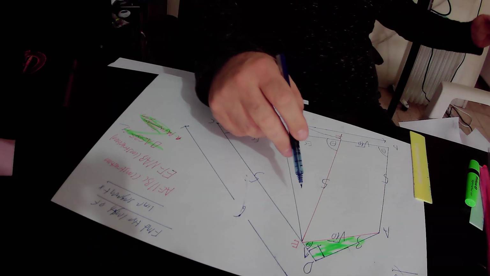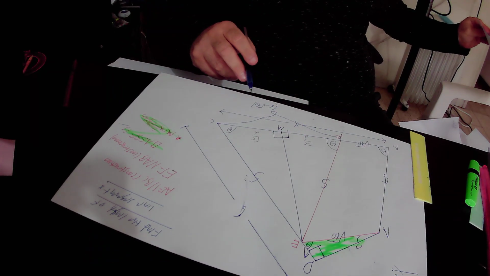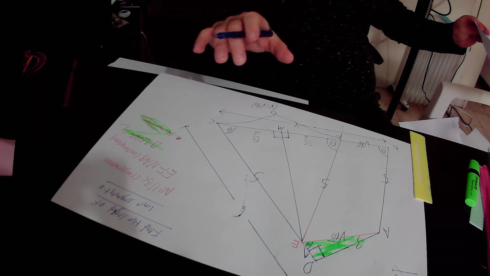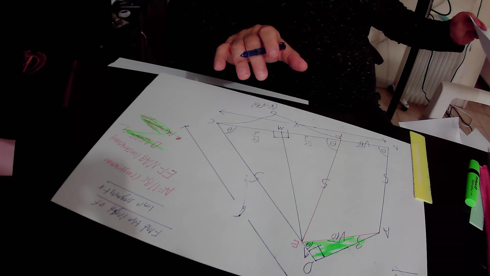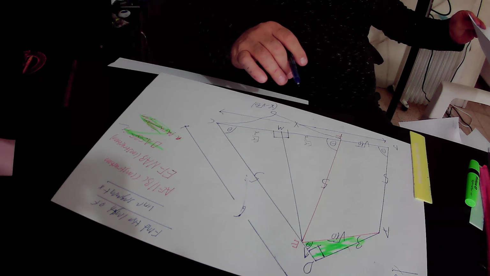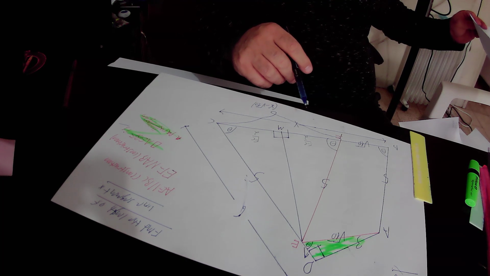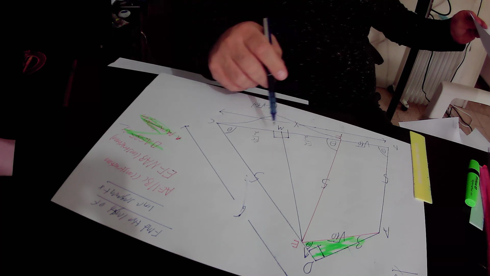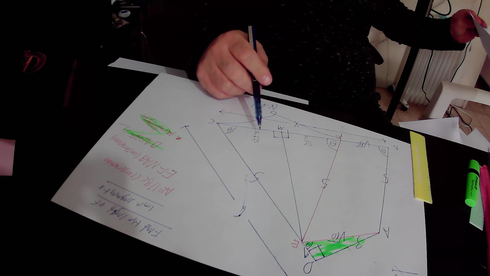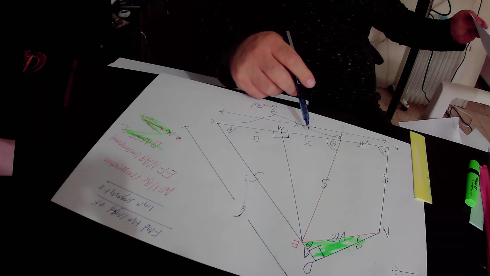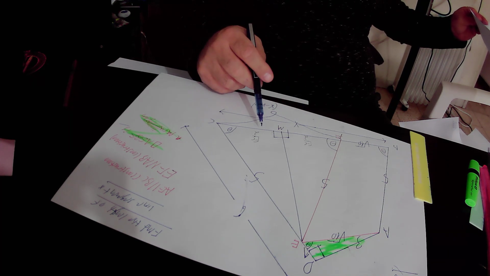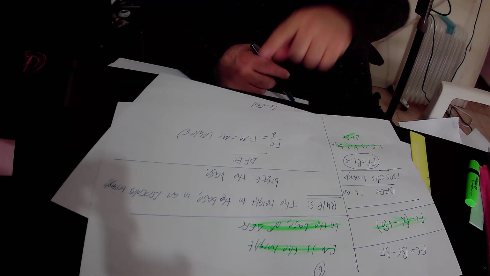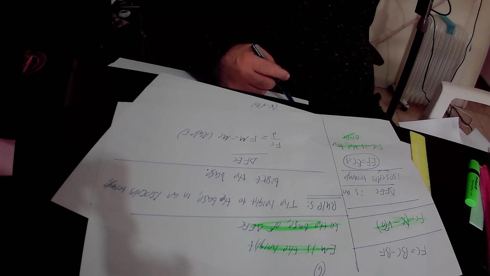Again, the height EM to the base FC bisects the base. It means that it divides the base FC into two equal parts. So if this part is equal to FC over 2, this part will be also equal to FC over 2. That is to say, FM equals FC over 2, and MC is also equal to FC over 2. In other words, FC over 2 equals FM equals MC according to rule number 5.